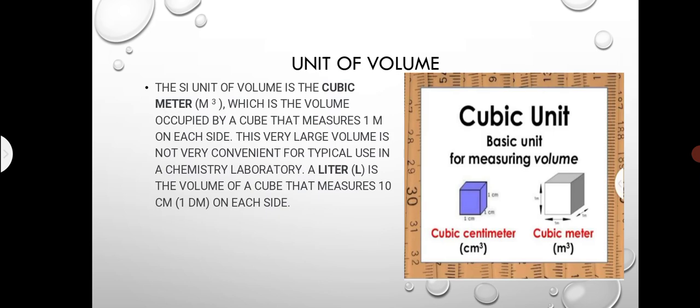The SI unit of volume is the cubic meter, which is the volume occupied by a cube that measures 1 meter on each side. Now this very large volume is not very convenient for typical use in a chemistry laboratory. So a liter is the volume of a cube that measures 10 centimeter on each side.